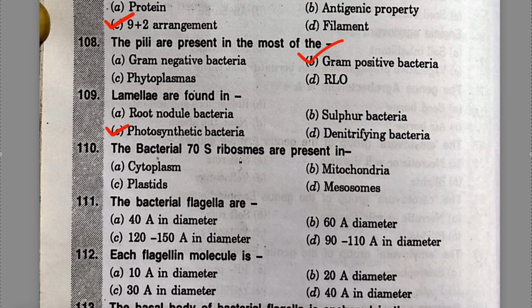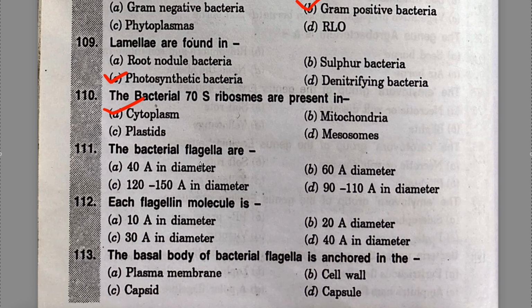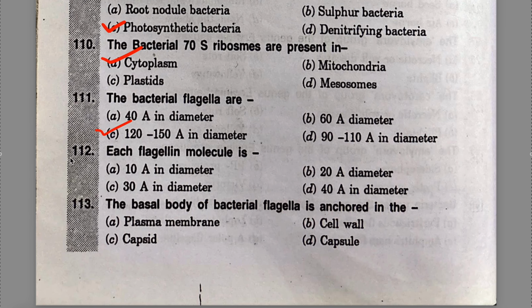The bacterial 70S ribosomes are present in cytoplasm, mitochondria, plastids or mesosomes. Answer is cytoplasm. 111. The bacterial flagella are 40 Å in diameter, 60, 120 to 150 or 90 to 110. If I am not wrong, this Å is Angstrom, the unit. So, the answer is option C, 120 to 150.